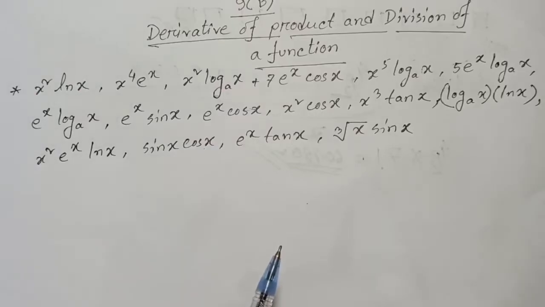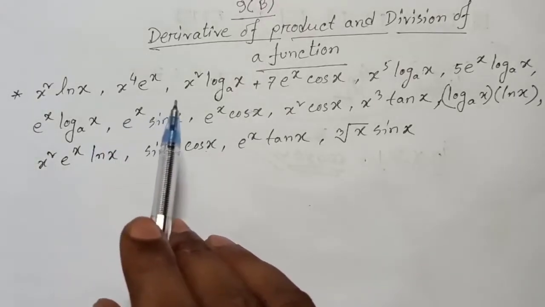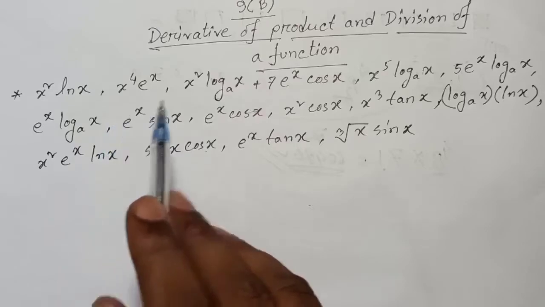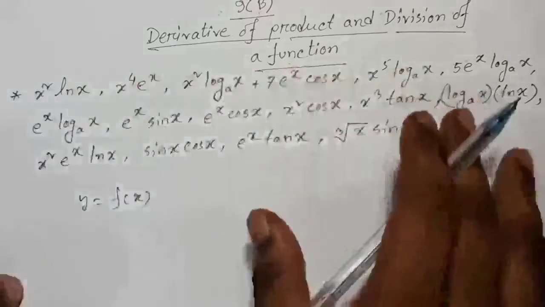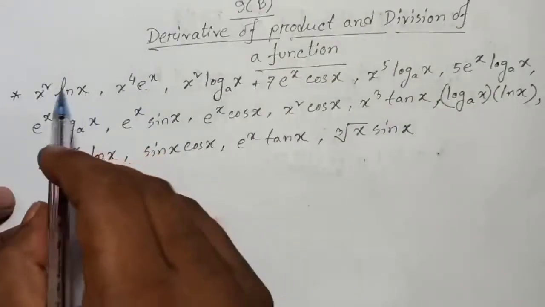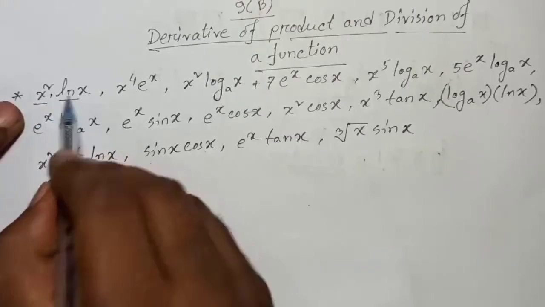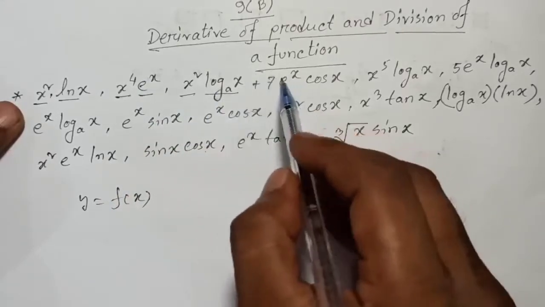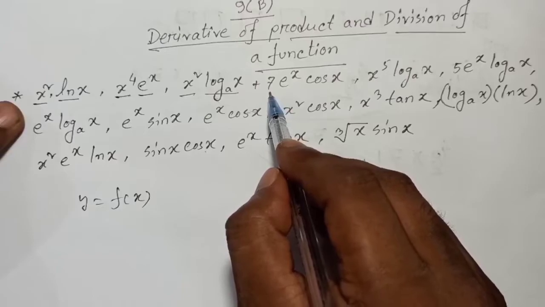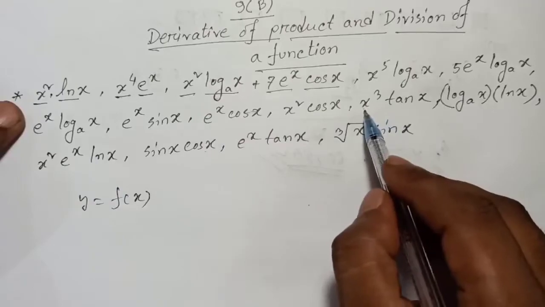Hello friends, today we are going to learn the derivative of product and division of a function. Here we are saying that a lot of products of functions can all be expressed by y equal to f of x, because all are functions of x. Here we are seeing that there are two functions in product form: x squared ln x, x to the power 4 e to the power x, x squared log base a x plus 7, e to the power x cos x, and then x cubed tan x.